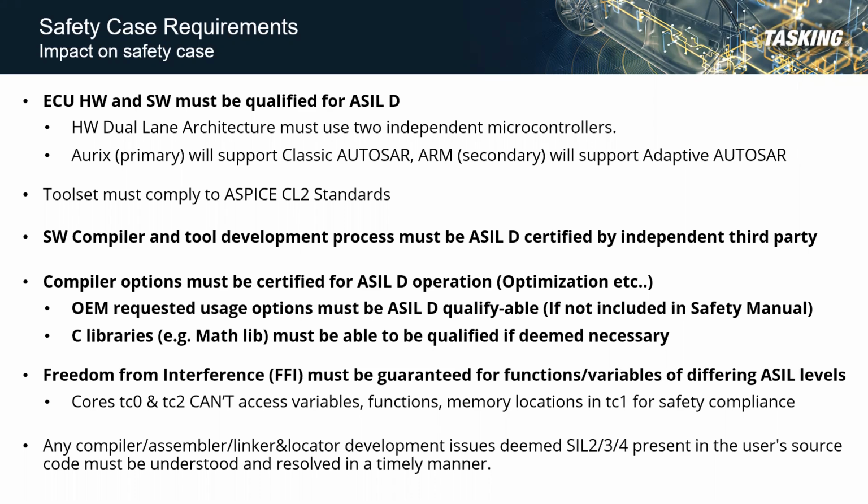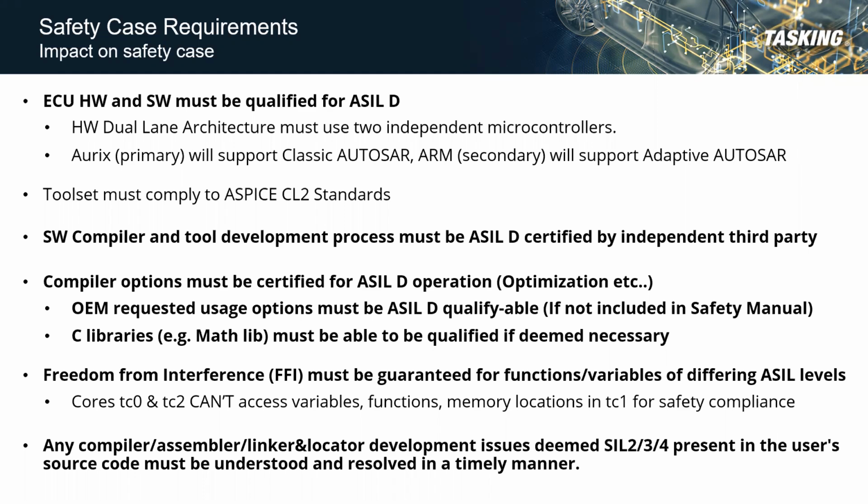Freedom from interference must be guaranteed for functions and variables of different ASIL levels. And then a key point here is that any compiler, assembler, or linker locator development issues deemed SIL 2, 3, or 4 present in the user source code must be understood and be able to be resolved in a timely manner.